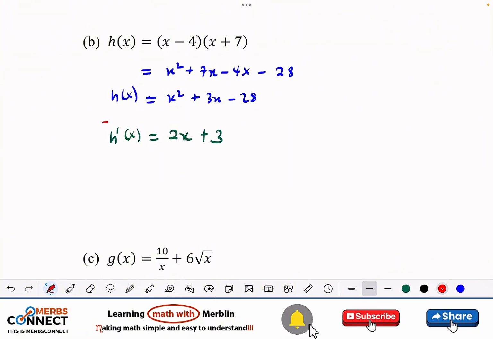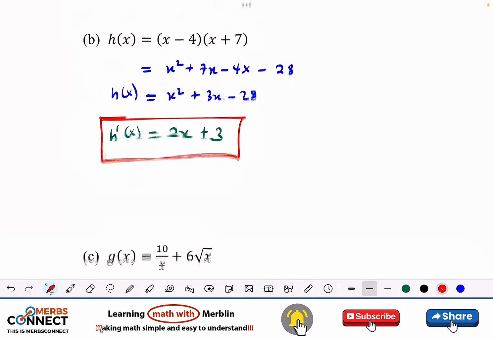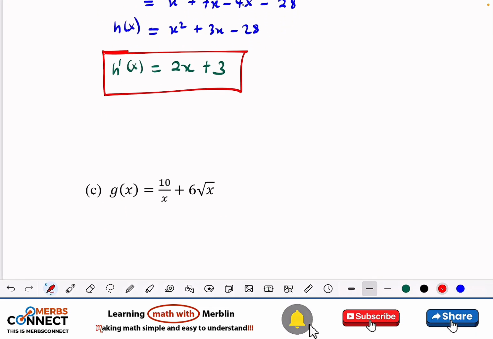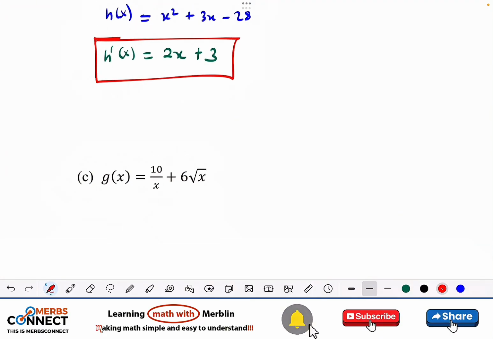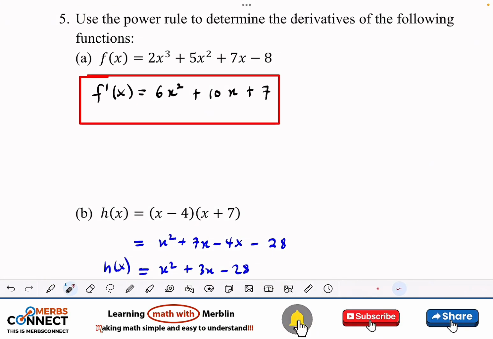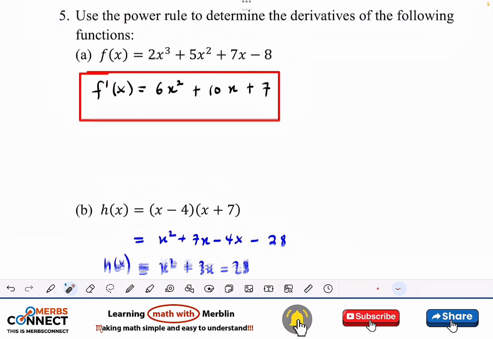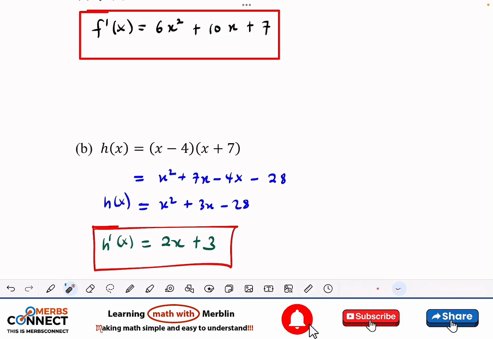Ooh, this is very nice. So this is what we are going to get at the end of the day, which is okay. Let's look at C. So you see, some of the functions, when we see it, we just do straight finding the derivative, right? Because this is a polynomial function. We don't need to do anything. We just differentiate.